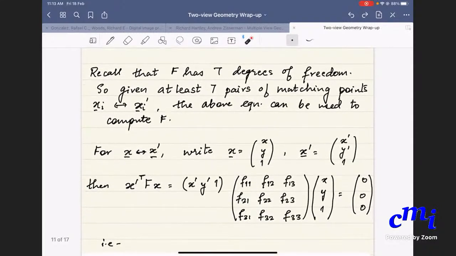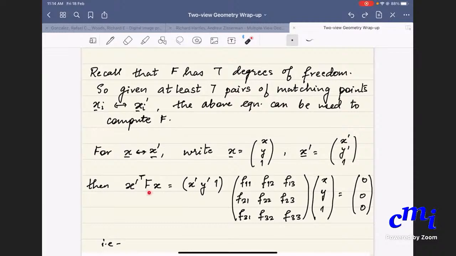So we introduce some notation. Suppose we are looking at the pair of matching points x and x prime. I'm using this underline to differentiate it from the notation that I'm going to use in a moment. For a pair of matching points x and x prime, let's write x as (x, y, 1). Remember, these are image points on the projective plane P2, so they will have projective coordinates (x, y, 1). Suppose x prime has projective coordinates (x prime, y prime, 1).